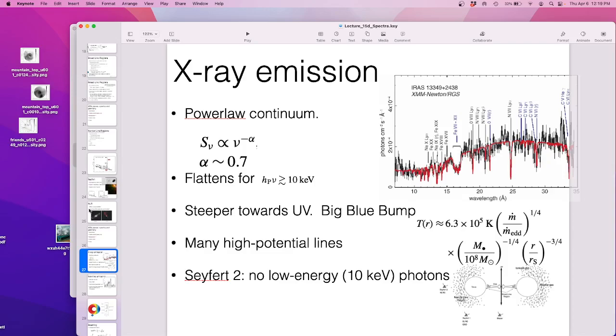So this is what a typical spectra of one of these things looks like. So you can see all of these lines. Look at all of these lines. These are all metal lines. So this is nitrogen 6 and carbon 6 and oxygen 7 and iron, what is that, 17? Okay, iron 17.